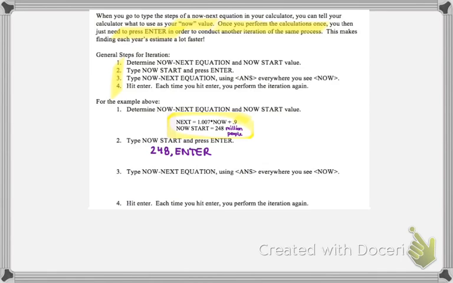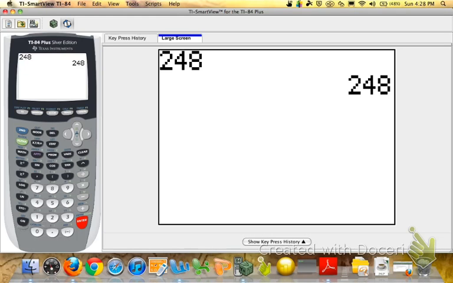And the next step tells us to type the now next equation using answer everywhere you see now. So if you look here, the now is being multiplied by 1.007, and then we're adding 0.9. So if I hop over to the calculator, now there's kind of two ways to do this. You can type it exactly the way it appeared, 1.007 times, and then we would put the word answer in because that's how the calculator would recognize what to do.